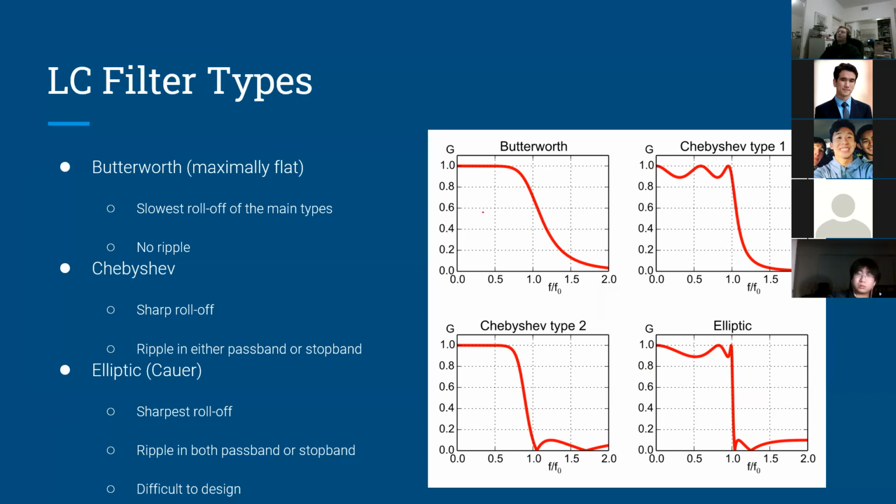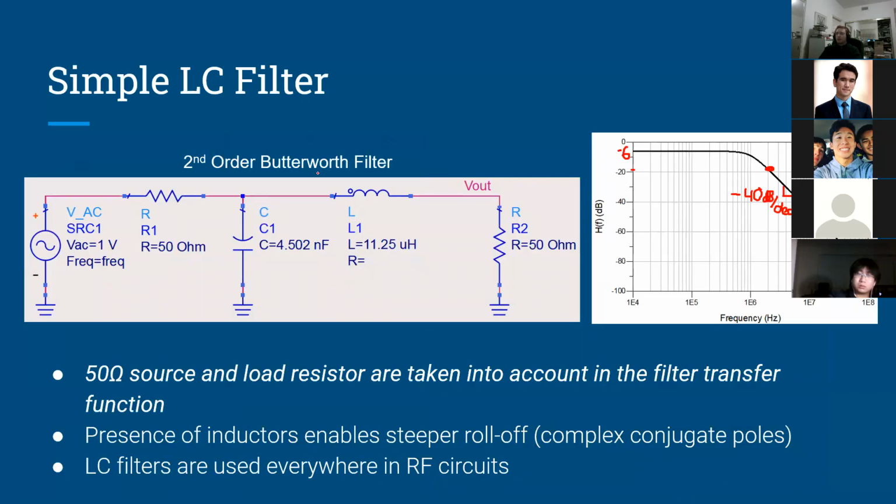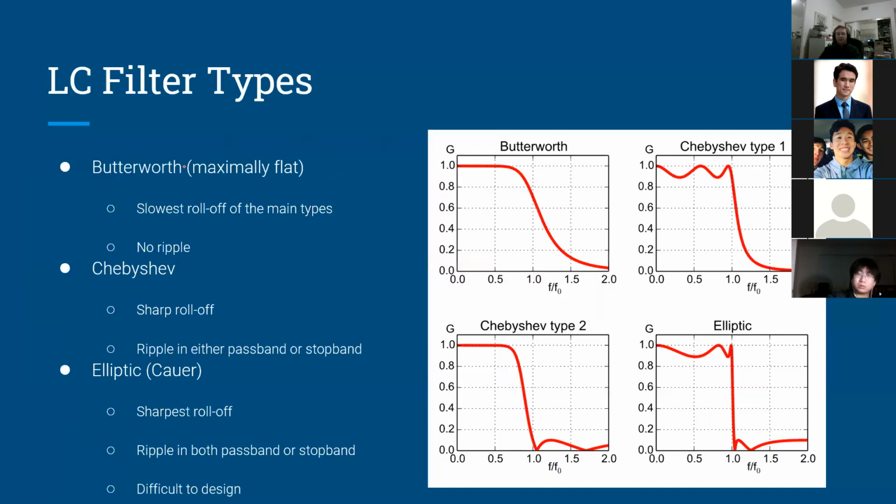What does the order mean? Right, so the order of a filter is basically the number of poles in the filter. And the number of poles is usually equal to the number of inductors plus the number of capacitors. So in the case of this second order Butterworth filter here, there's 1 capacitor, 1 inductor, so it's second order, and that means it has 2 poles. So hopefully that answers your question, Cody.